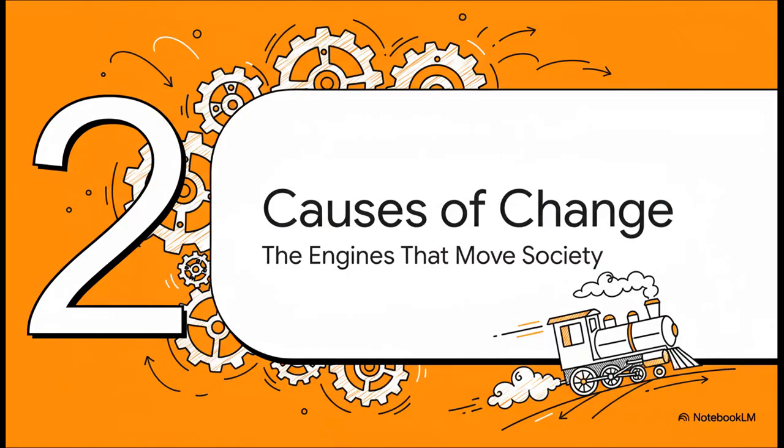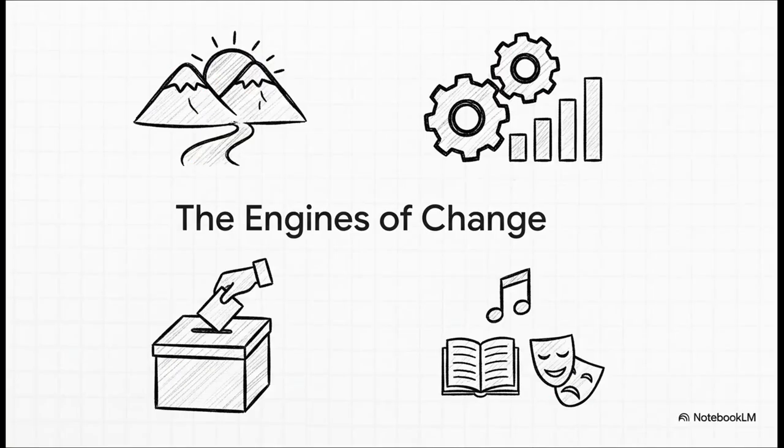So, the big question is, what's causing all this change? What are the engines that are pushing our society forward? Let's take a look at the main drivers. So there are 4 main engines we need to know for our exams. First is the environment. Second is technology and the economy. They kind of go together. Third is politics. And fourth is culture, which is all about what we believe and how we live. Let's quickly look at each one.